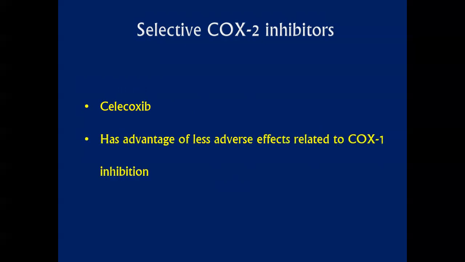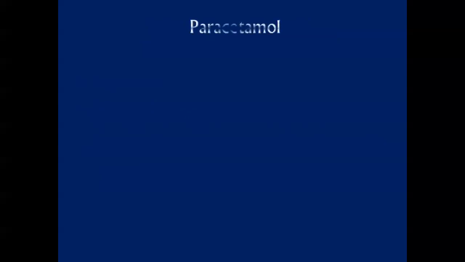Now we will switch to selective COX-2 inhibitors. Only one drug I mentioned, there are several others. Celecoxib has the advantage of fewer adverse effects related to COX-1 inhibition. Of course, it is understandable. All other anti-inflammatory effects of celecoxib are very similar to the non-selective, except the difference being it has minimum side effects compared to the non-selective.